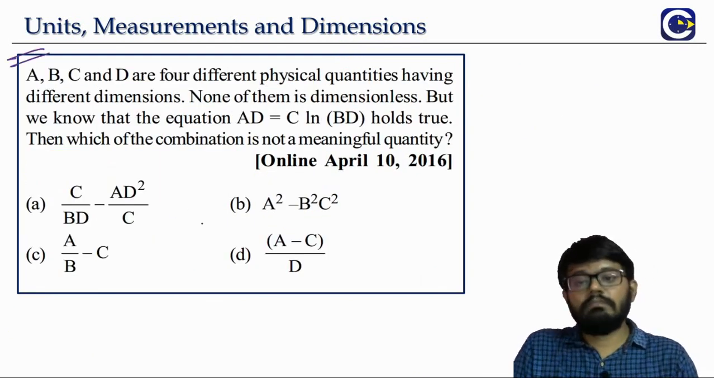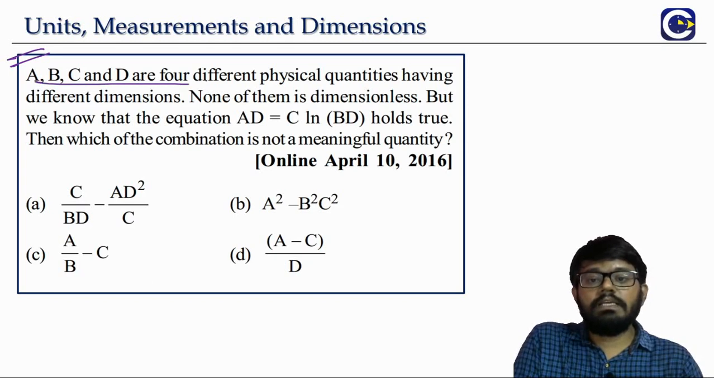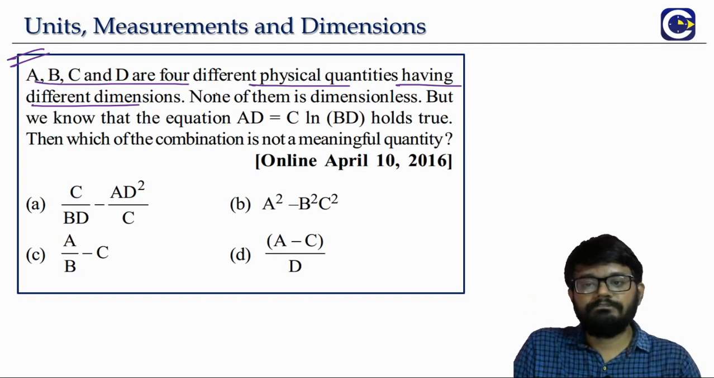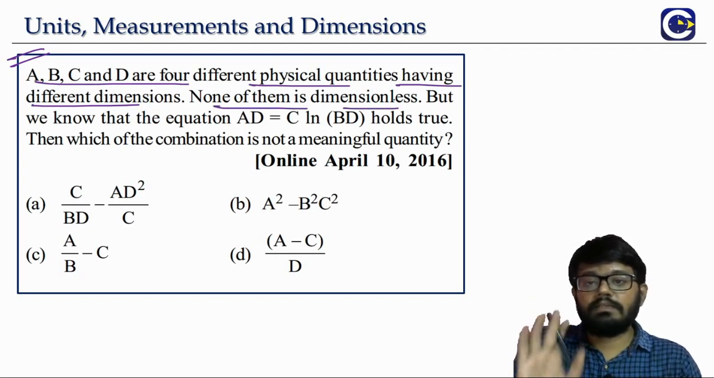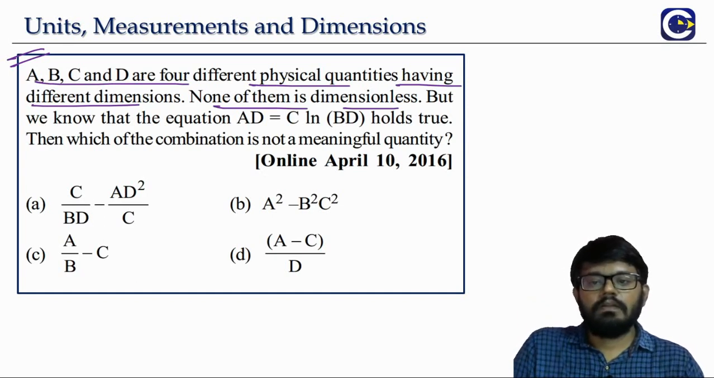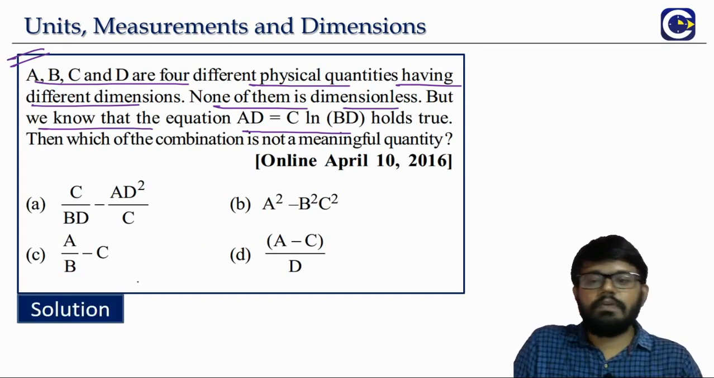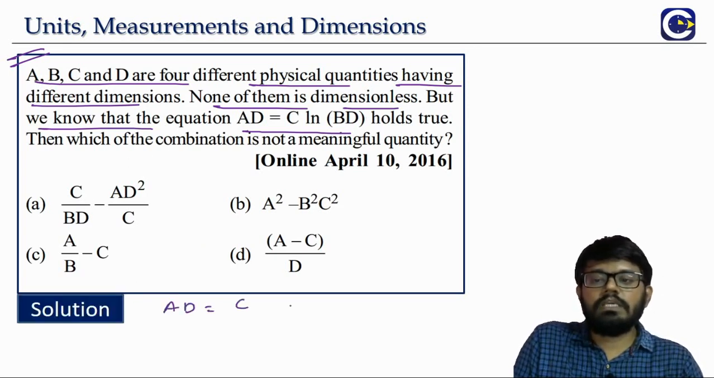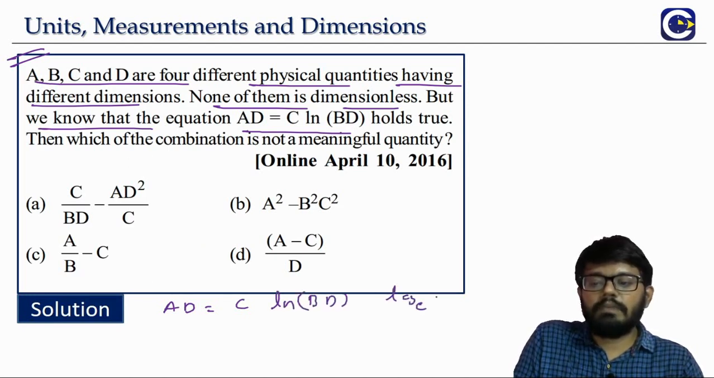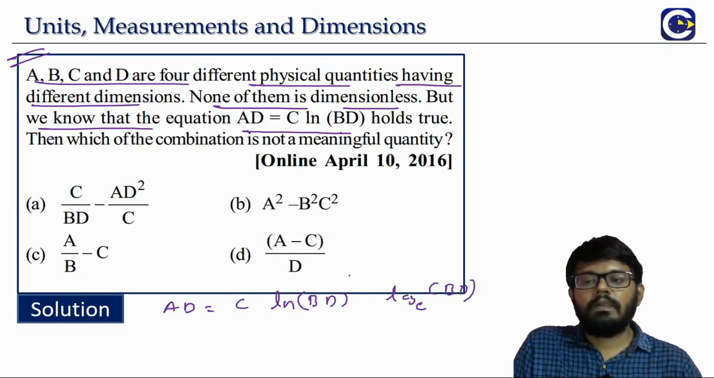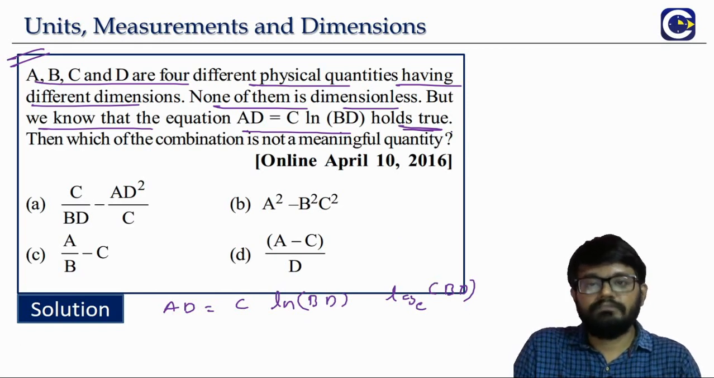Next we have one more question based on the dimensional approach. A, B, C, D are four different physical quantities having different dimensions. Their dimensions are different, and none of them is dimensionless, which means everything has its own dimensions. All are different. But we know the equation given to us: AD is equal to C into ln. Ln means log to the base e. This is holding true. From this, we will be able to get some information.